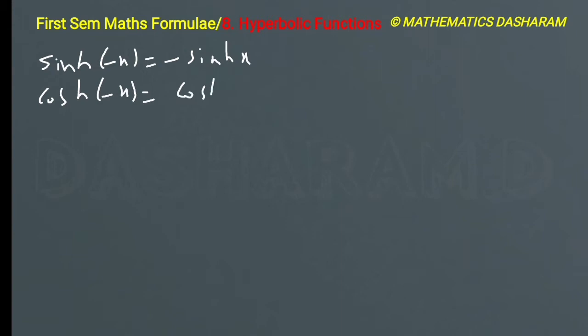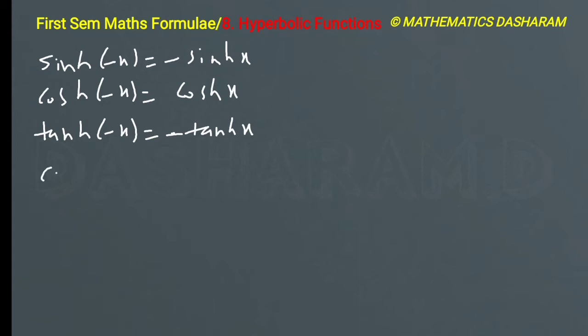So next one is sinh of minus x is minus sinh x. Next, cosh of minus x is plus cosh x. Next, tanh of minus x equals minus tanh x.